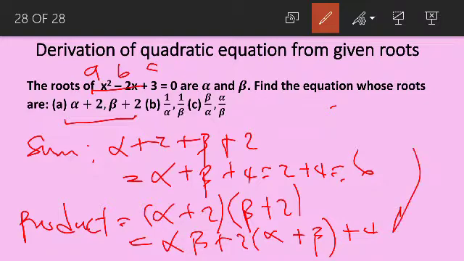Then the same thing here. Your alpha beta is 3 plus 2 times alpha plus beta. Alpha plus beta is 2, so 2 times 2 is 4. Then plus 4, and that gives us 11.